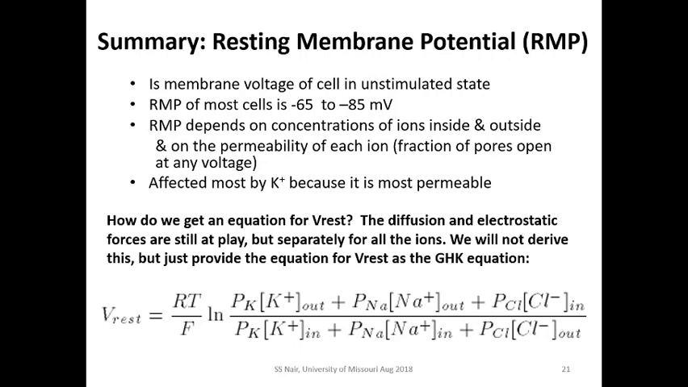The resting membrane potential is the membrane voltage of a cell in an unstimulated state, meaning there is no input. Resting membrane potential of most cells is between minus 65 and minus 85 millivolts. Obviously, resting membrane potential depends on the concentration of ions inside and outside and on the permeability of each ion, the fraction of pores open. It is affected most by K+ because it is most permeable at typical rest potentials.